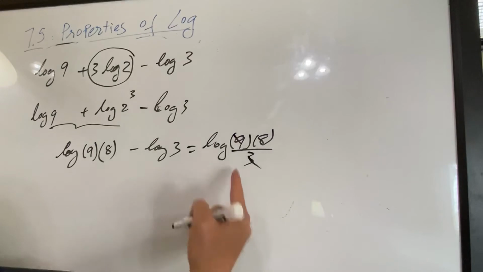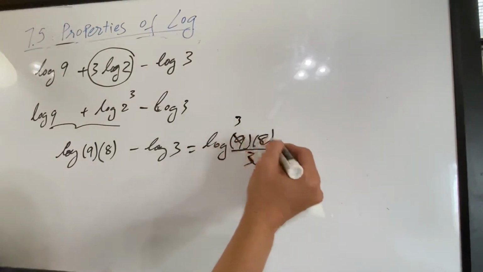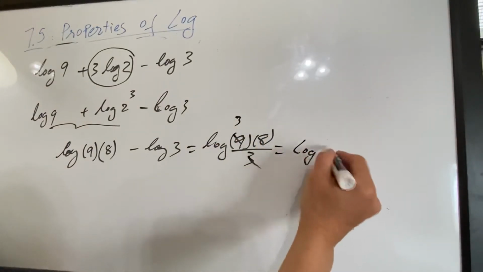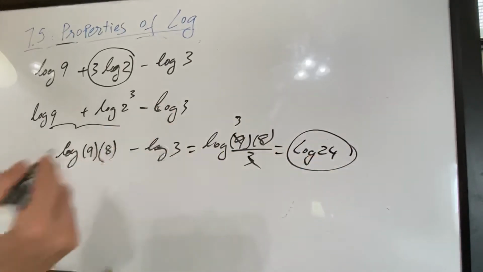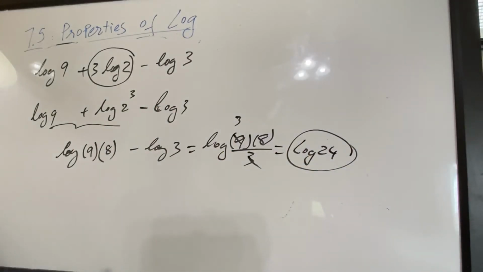So you can do, boom, right there. What do you get? 9 over 3, you got 3. And 3 times 8, you got log of 24. And you can pick your answer now. Pick your answer. And that is, that's right, it is log of 24, and that's D.